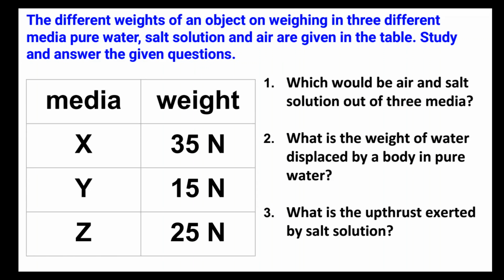Let's go to question number 2. What is the weight of water displaced by a body in pure water? So let's take air as the standard medium, where we have found the real weight of a body, that is 35 Newton, and medium X is air. Apart from it, we have two media, Y and Z, where Y is salt solution and Z is pure water. Now simply compare X and Z. So to get the answer of question number 2, students, compare X and Z.